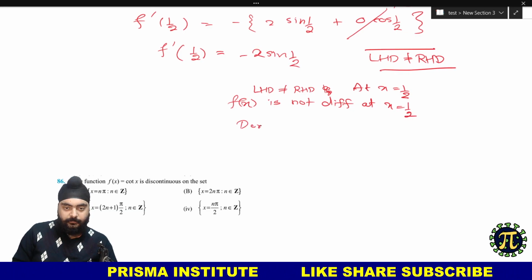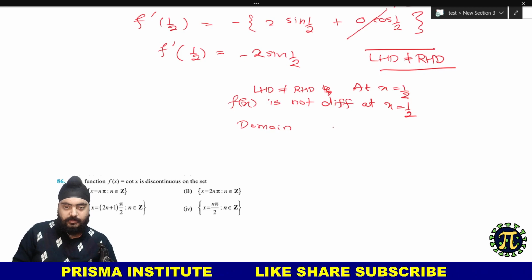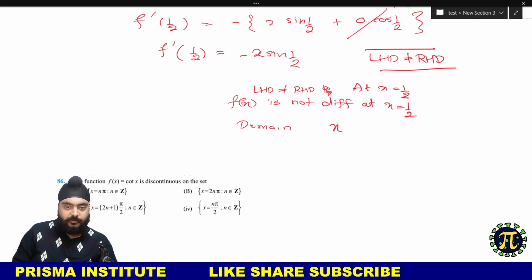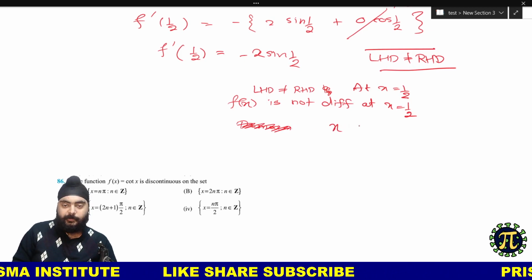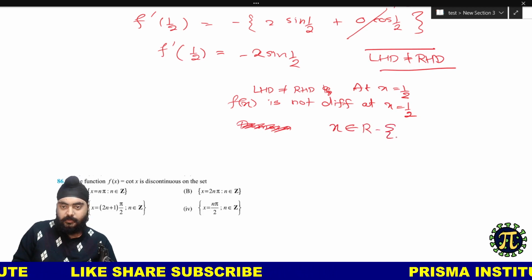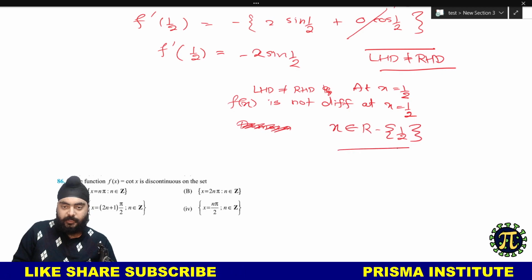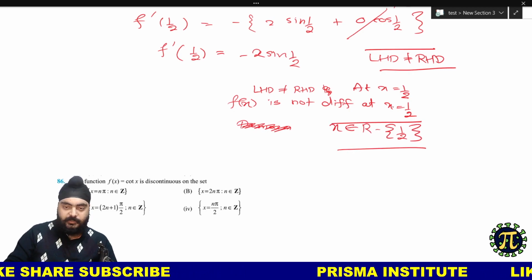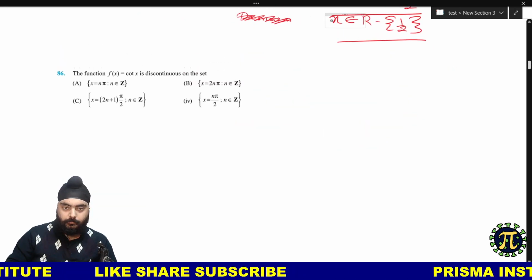So domain is x belongs to, or rather where is it differentiable? So where is it differentiable? x belongs to R minus half, right? Specifically, it is not differentiable at half. So okay, let's move to the next question.